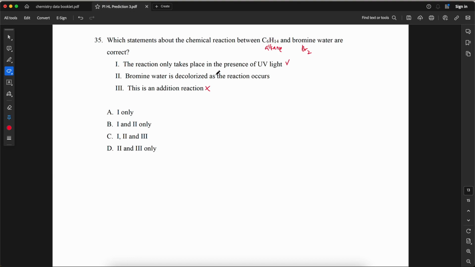it is not an addition. So it is a free radical substitution in the presence of UV light. Still, the bromine water will be decolorized because a reaction has occurred. So the answer would be B.